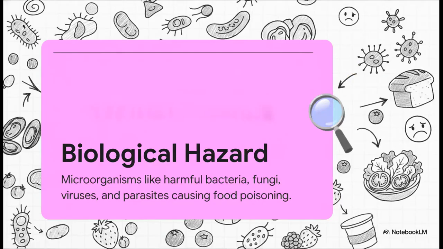Let's break these down, starting with biological hazards. These are microorganisms, and yeah, most of them are completely invisible to the naked eye. Now, it's worth pointing out that not all microorganisms are bad, right? We safely use some bacteria for making yogurt or yeast for dough. But the harmful variants, those are your foodborne pathogens, and they are what cause food poisoning. You'll commonly see these hitching a ride on things like shellfish, raw fruits, or raw salads.